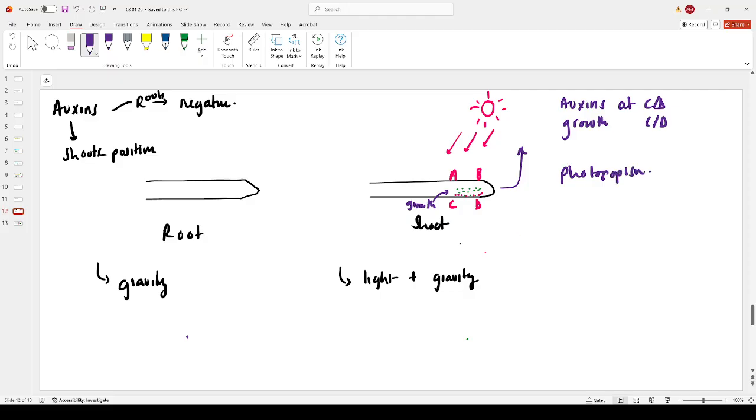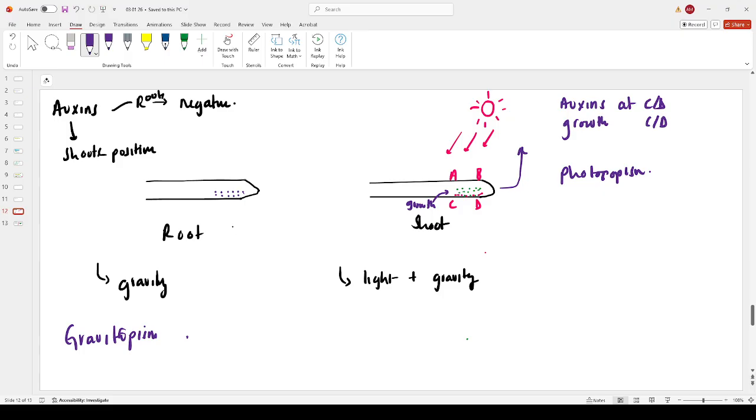Okay, so here we have a root. Now, for a root, or for gravitropism, I've been saying this word the whole time. You know what, we're going to call it geotropism. For geotropism, let's say, for example, all the auxins have accumulated here.